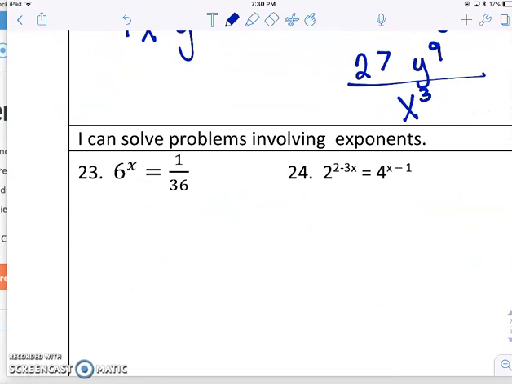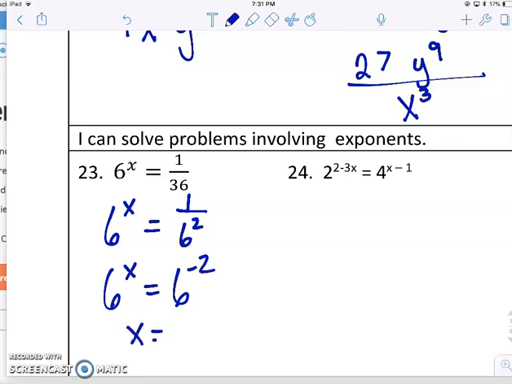Solving equations with exponents. Bases need to be the same. So 1 over 6 squared. Well, it's in the bottom, so this is 6 to the x equals 6 to the negative 2. So x has to be negative 2.